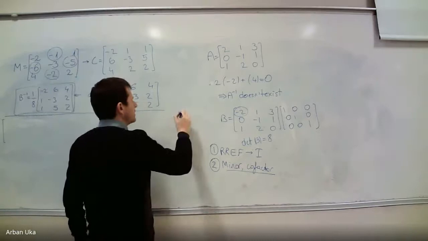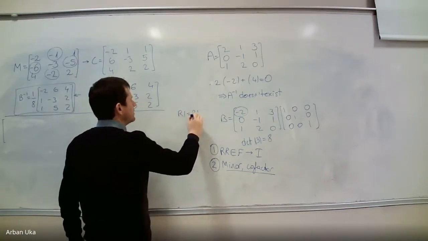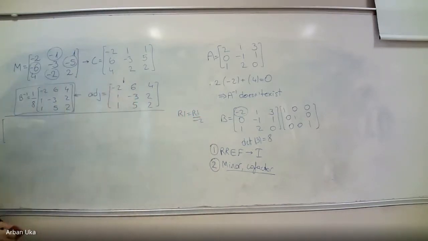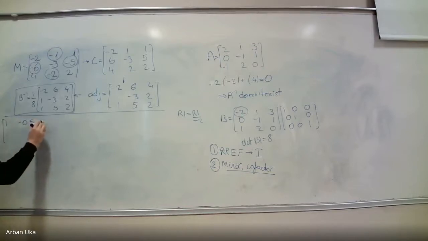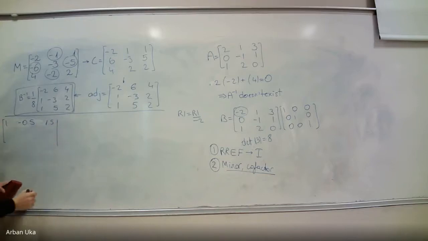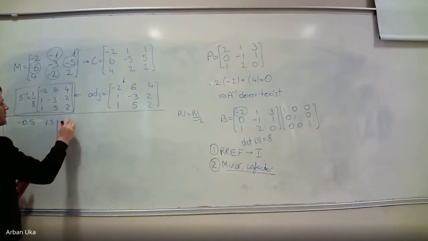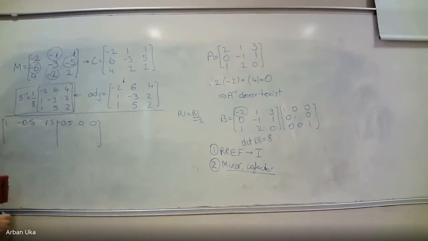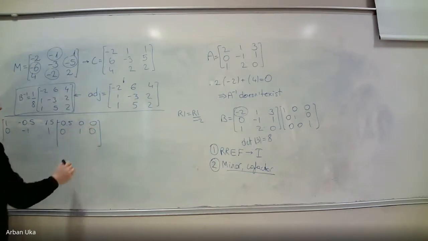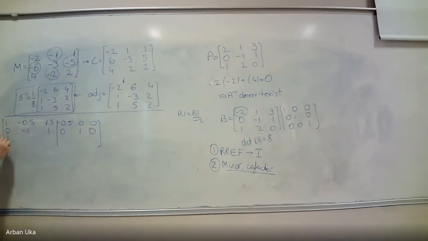Let's start with saying row 1 is equal to row 1 divided by minus 2. Then what we get is 1, minus 0.5, plus 1.5, 1.5, and then we divide by minus 2, so this becomes minus 0.5, 0, 0. It would be the same thing, so we don't lose much. So here we have 0, minus 1, 1, 0, 1, 0, 0, 1, 0.